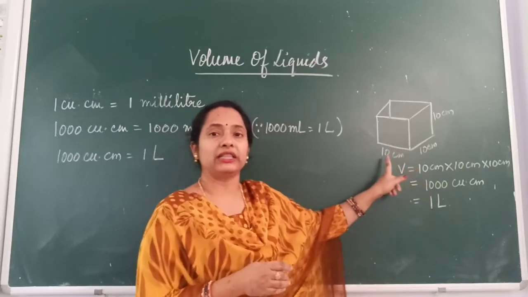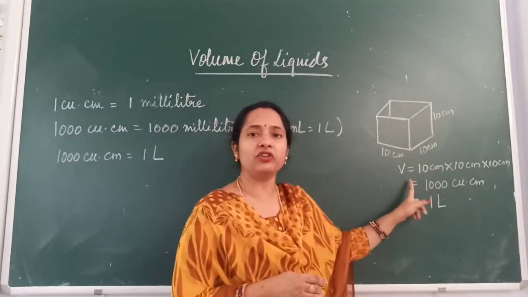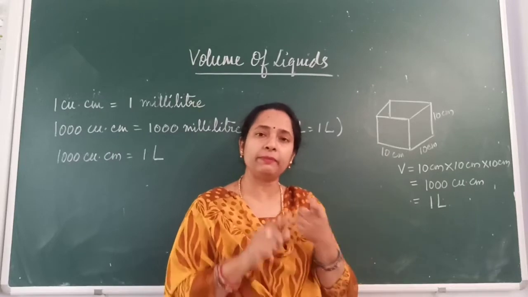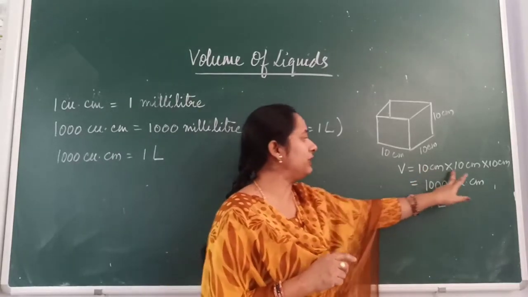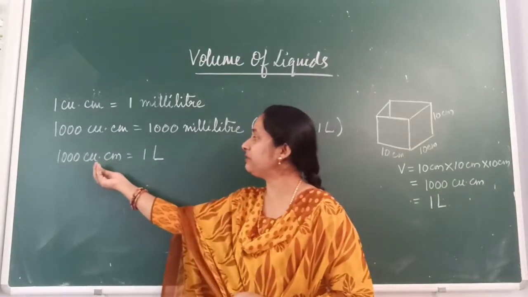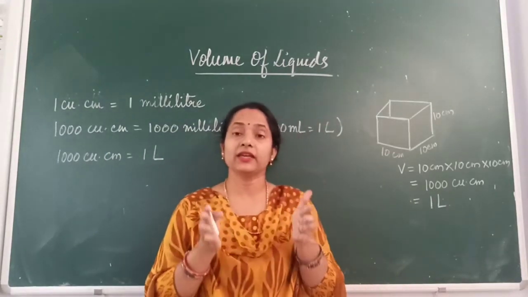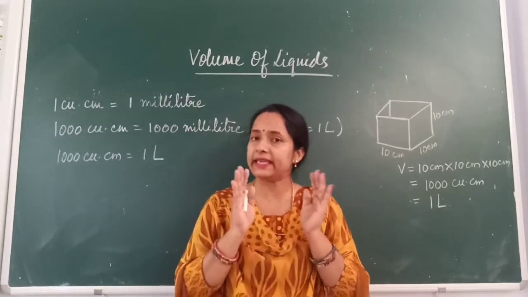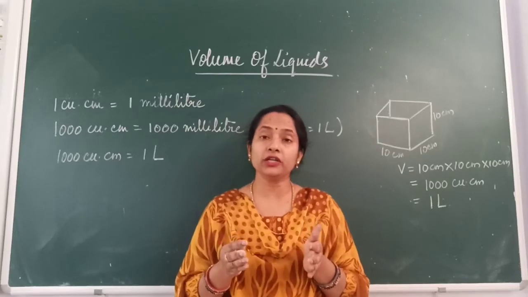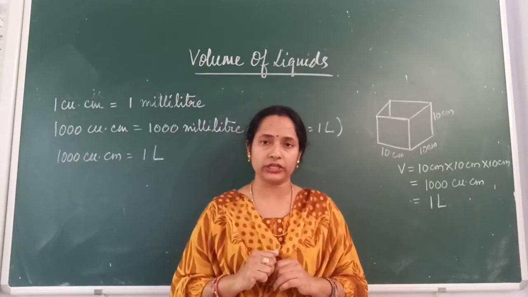How? Here each edge of this cube is 10 centimeters. When you find its volume, we multiply length, breadth and height, and we get 1000 cubic centimeters. 1000 cubic centimeters is equal to 1000 milliliters, that is 1 liter. This means if you take a cube where each edge is 10 centimeters, then 1 liter of water can be filled into that hollow cube.